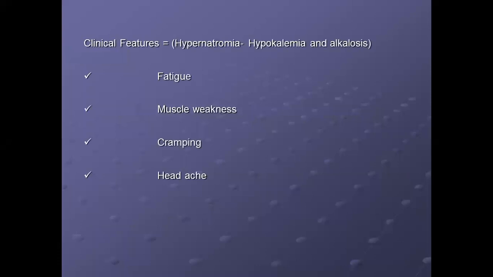Clinical features: because there is hypernatremia. You know, in Addison disease, there is hyponatremia and hyperkalemia. But here there is hypernatremia, hypokalemia, and alkalosis. Hypertension is because of the increased sodium, and the weakness is because of the hypokalemia. Weakness, fatigue, and metabolic alkalosis are there. So fatigue is an important symptom, and the blood pressure is high, especially systolic. Both are raised, but more systolic. Fatigue, muscle weakness, cramping, headache, palpitation because of increased hypertension, polydipsia, polyuria.